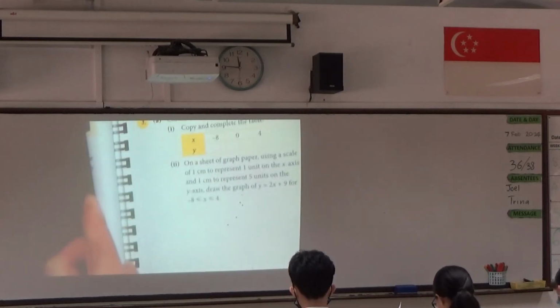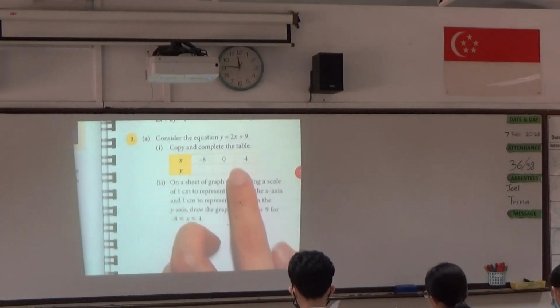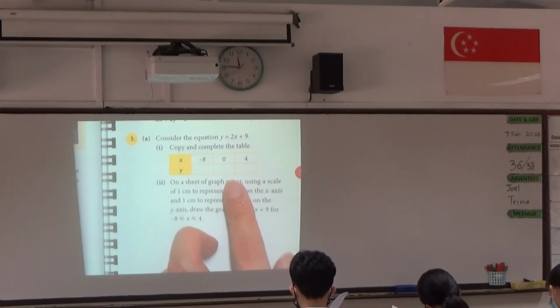Right? So in part A, what you're supposed to do is copy and complete the table, which most of you are able to do. Right? In fact, some of you provided me with complete working, which is good.